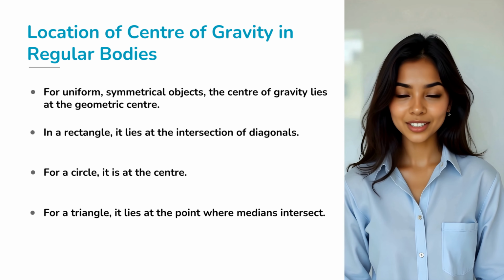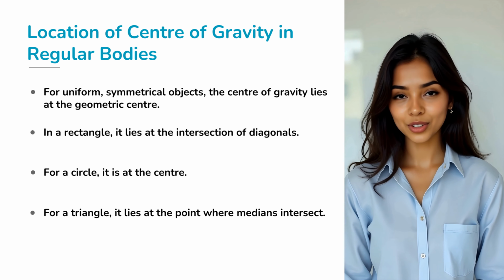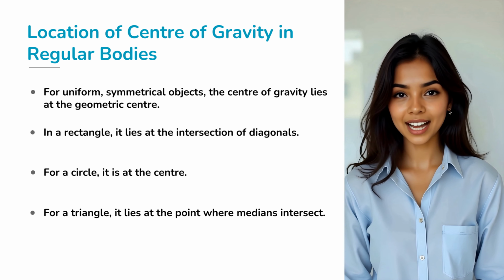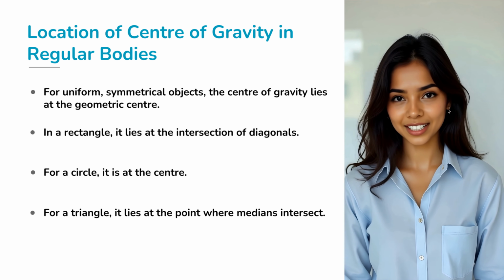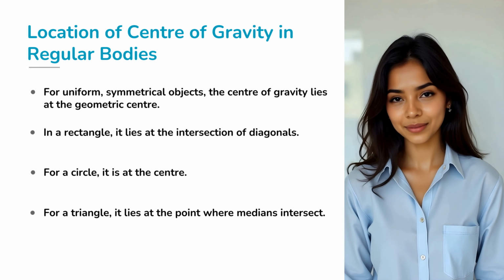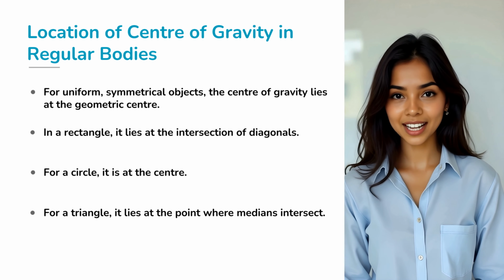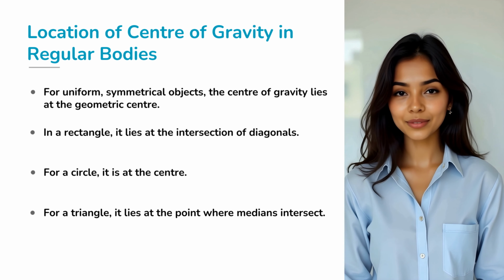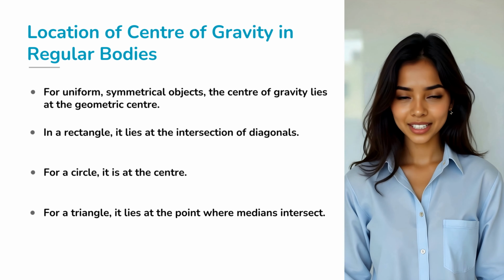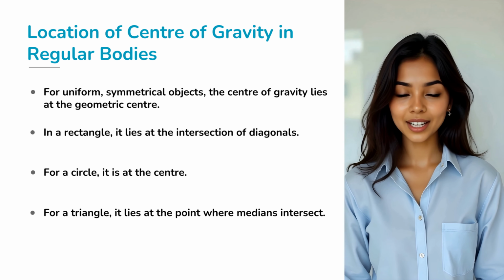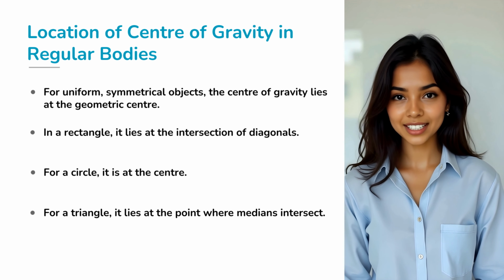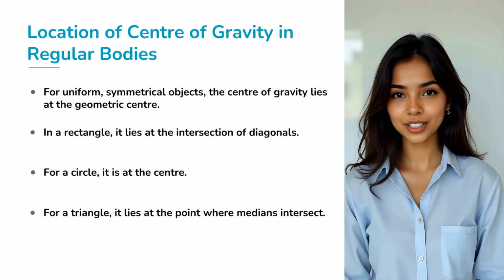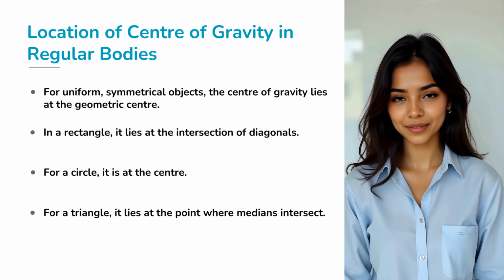For regular, symmetrical shapes, the center of gravity is located exactly at their geometric center. In a rectangle, it lies at the intersection of the diagonals. In a circle, it's at the center point. For a triangle, the center of gravity is found at the point where the medians intersect, that's 1/3 the height from the base. This makes it easy to predict balance in everyday objects like furniture, frames, and tools.